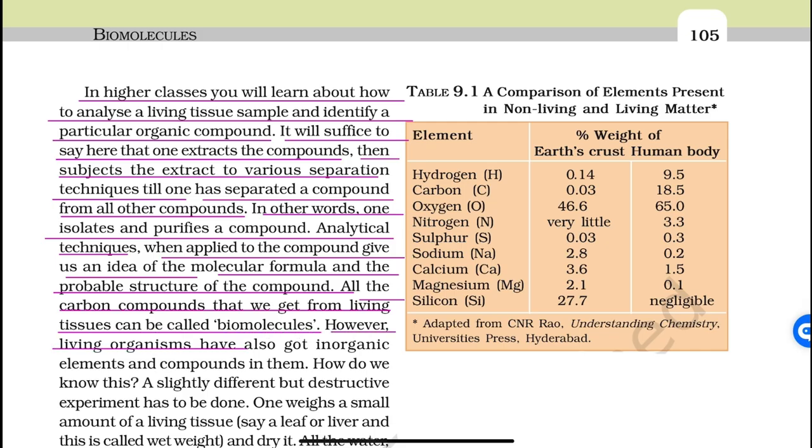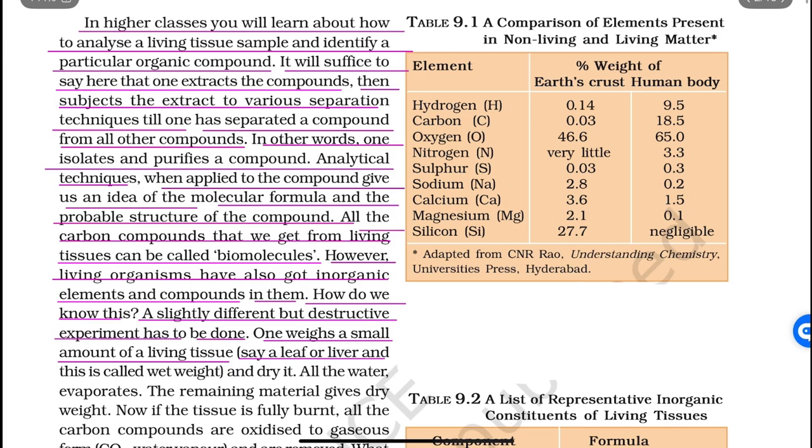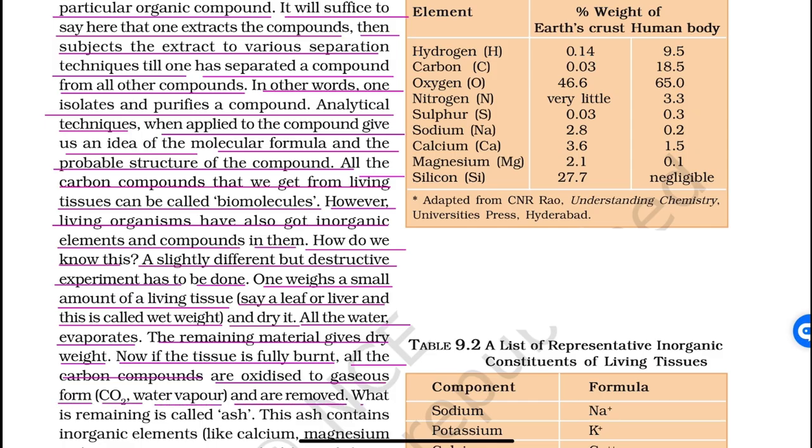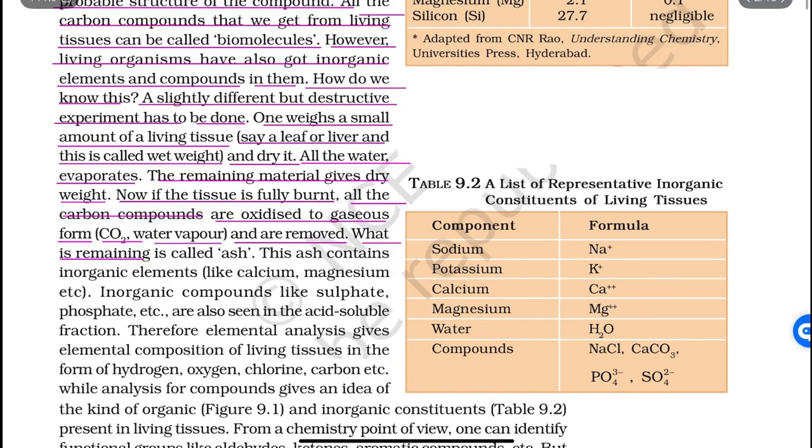However, living organisms have also got inorganic elements and compounds in them. How do we know this? A slightly different but destructive experiment has to be done. One weighs a small amount of a living tissue, say a leaf or liver, and this is called wet weight, and dries it. All the water evaporates. The remaining material gives dry weight. Now, if the tissue is fully burned, all the carbon compounds are oxidized to gaseous form, CO2, water vapor, and are removed. What is remaining is called ash.